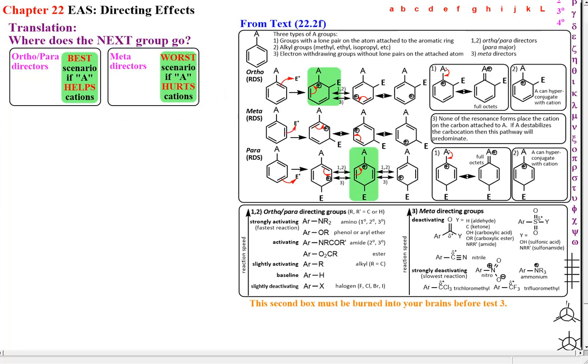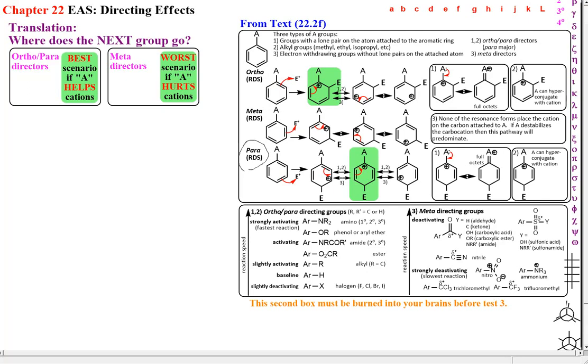In the meta mechanism, if you use the electrons attached to the meta carbon here, you'll get this original cation which resonates to this one, and that resonates to this one. You'll notice the cation never spends any time on this carbon. None of the resonance forms has the cation there. So this would be the preferred mechanism if A was harmful to cations. You could avoid this situation if you put the group meta.